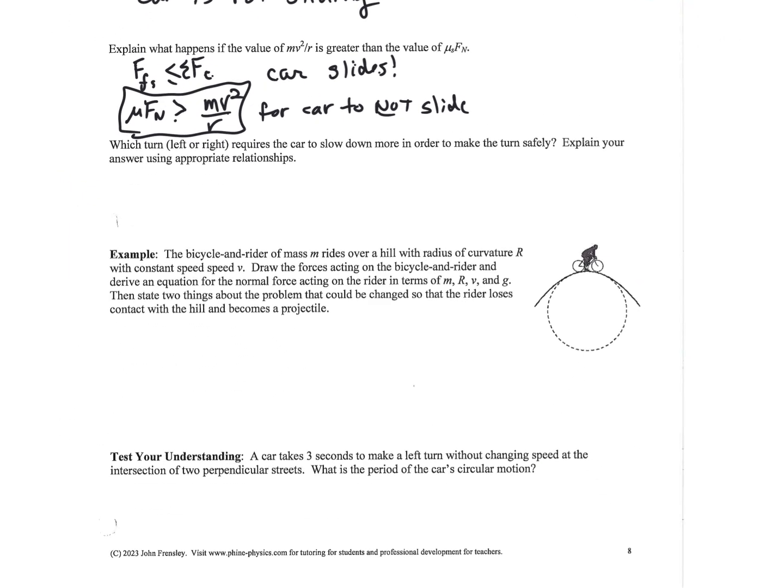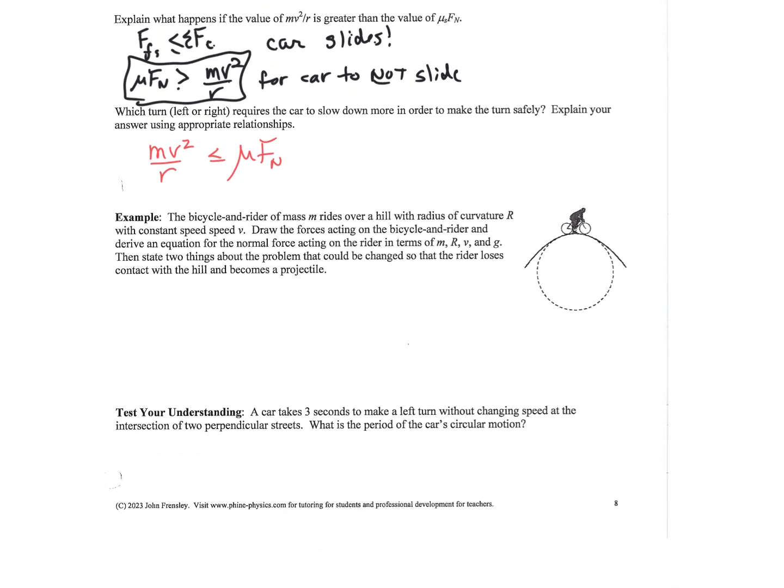What do we know? We know that mv squared over r has to be less than or equal to mu times the normal force. Well, the normal force of this car is just going to be mg, isn't it? So mv squared over r has to be less than or equal to mu times mg. Well, the mass goes away. Mass doesn't matter. So what we're trying to figure out is v. So v squared has to be less than or equal to mu rg. We take the square root, so v has to be less than or equal to the square root of mu rg.